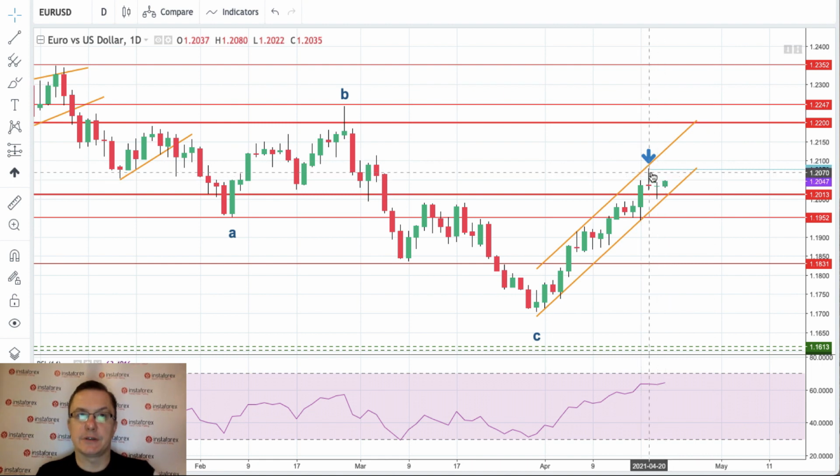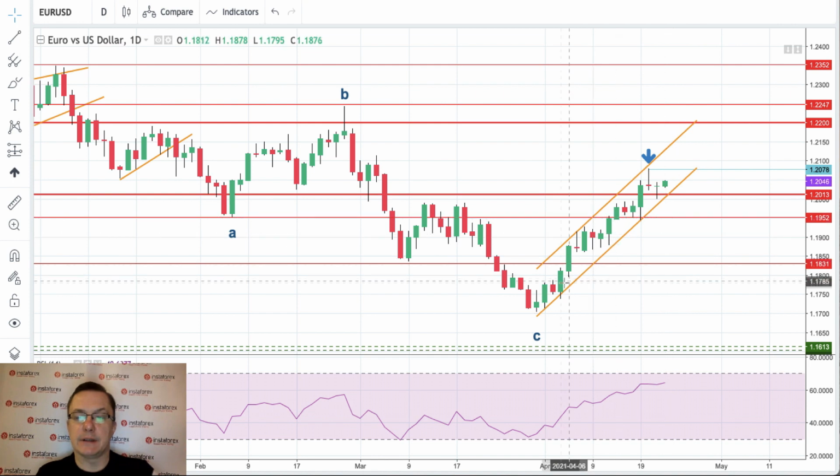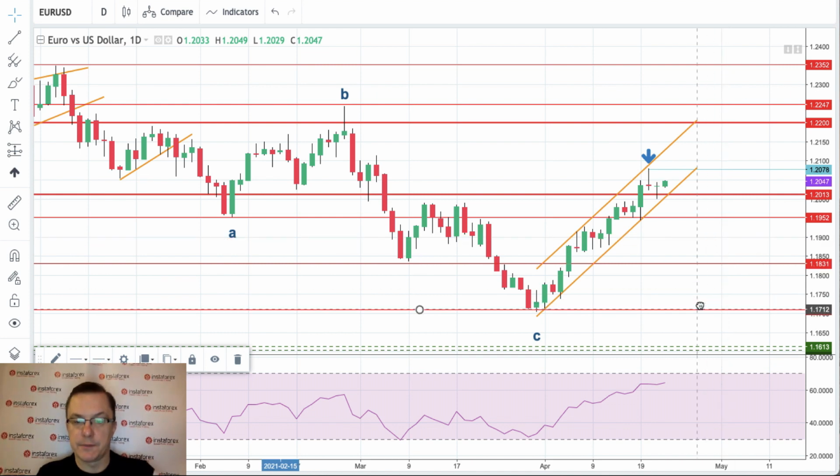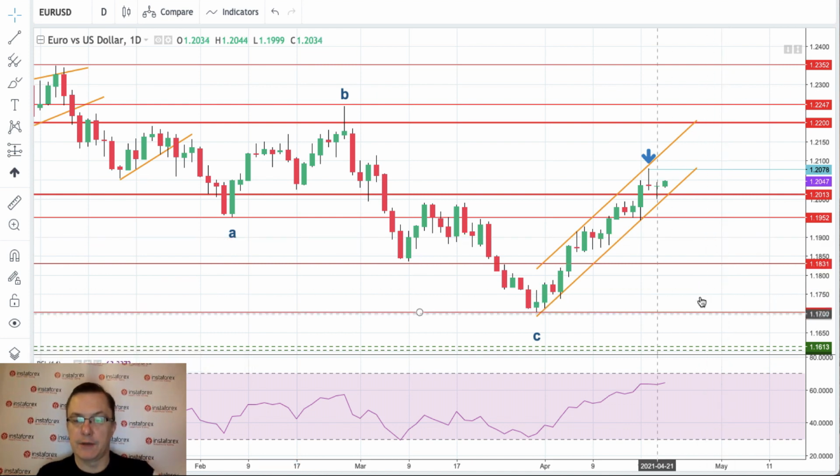If there is some change of the ECB rhetoric, or some other unexpected events will take place, then of course the euro will be sold, and that means that the euro will get out of this channel, will break below 1.1952, and will head towards 1.1831, or even lower towards the level of 1.1705.